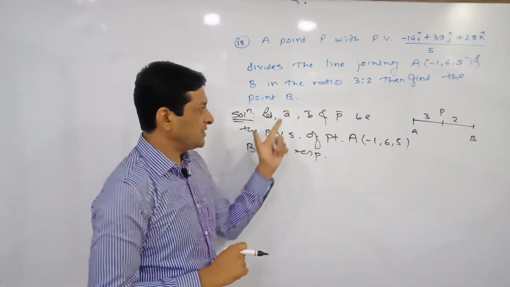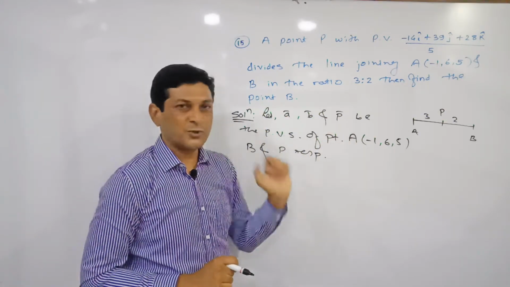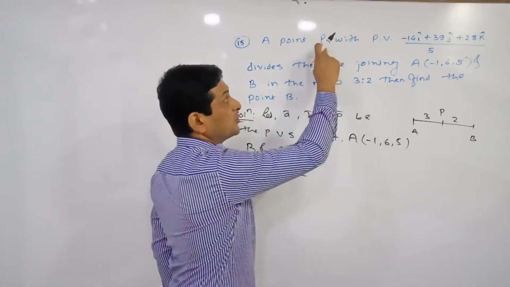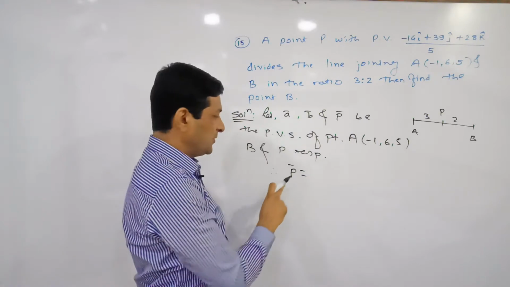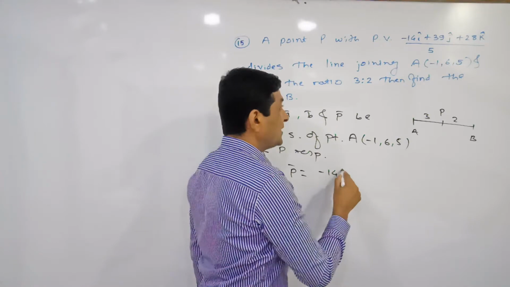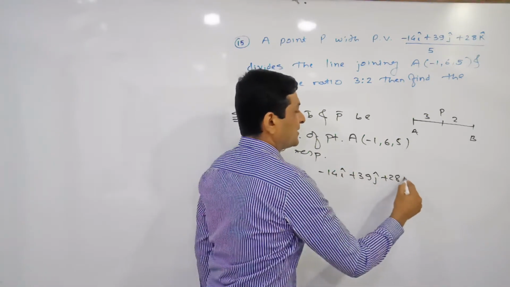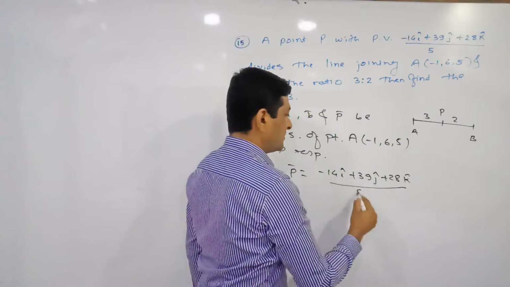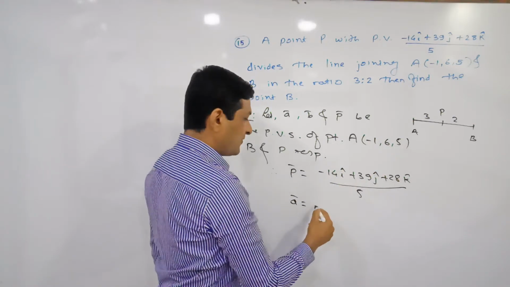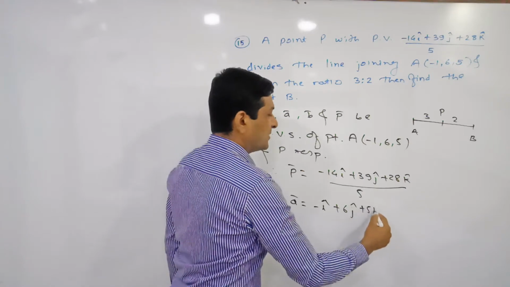So what we are supposing here, A bar is the position vector of point A, B bar is the position vector of point B, and this P bar is the position vector of point P. The position vector of point P is already given to us, simply denoted by P bar. The value of P bar is (-14 i cap plus 39 j cap plus 28 k cap) divided by 5. The value of A bar, from the coordinates of point A, is equal to -i cap plus 6 j cap plus 5 k cap.